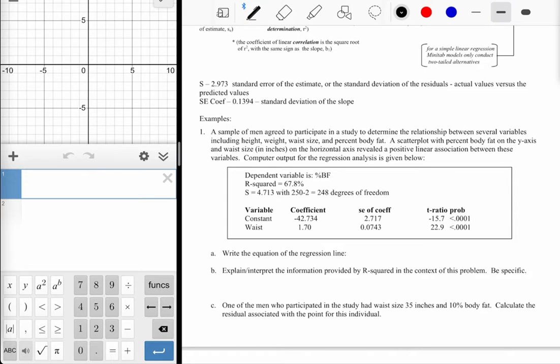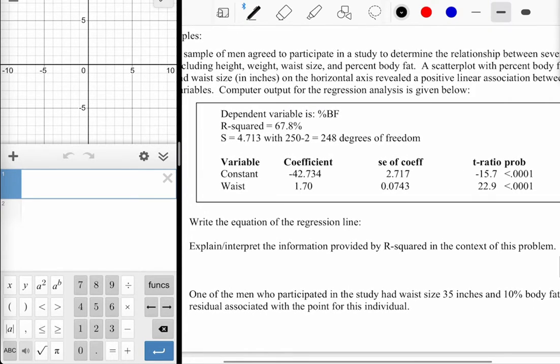So the equation of the regression line, y hat is equal to the constant, so negative 42.734 plus 1.7 x. All right. We don't really work with the t stuff just yet. We'll get to that in the next unit. So when you see t ratio, t value, p value, things like that, we're not going to touch on that until the next unit. All right.